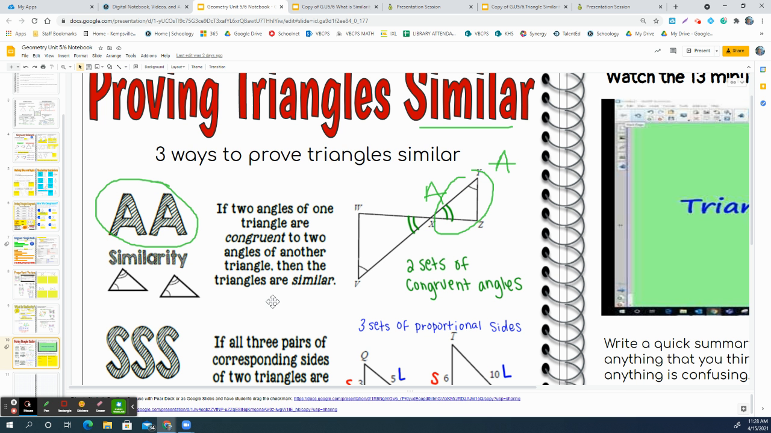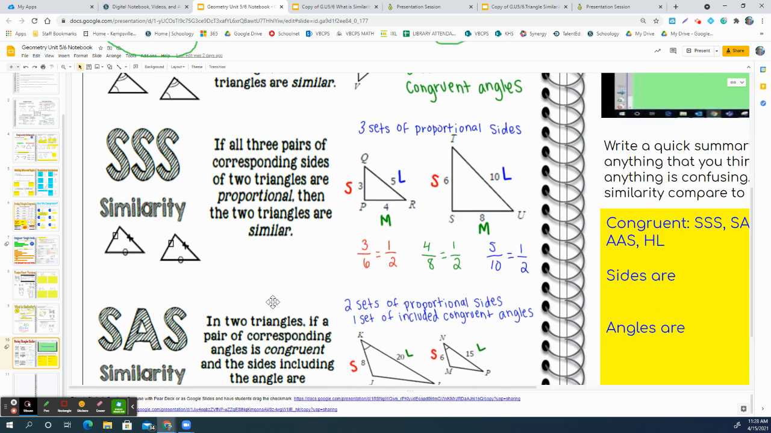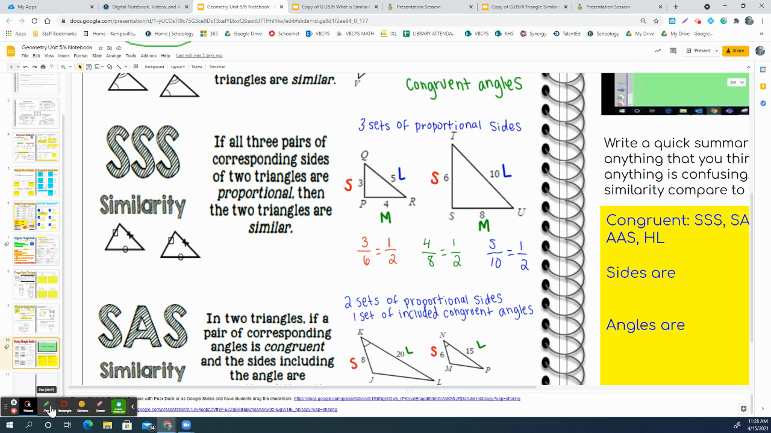Questions on angle? You have to have 2 angles in order to prove it. Then we've got side, side, side. Side, side, side, some people think is the easiest. I think it's just a lot of work, so it's my least favorite. But here I'm only given sides. I'm given 3 sides in the small triangle and 3 sides in the big triangle.